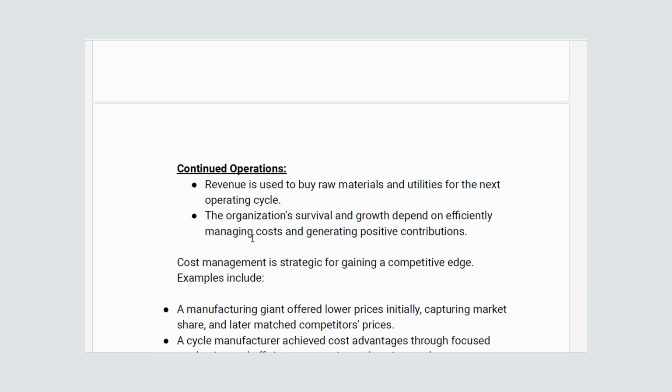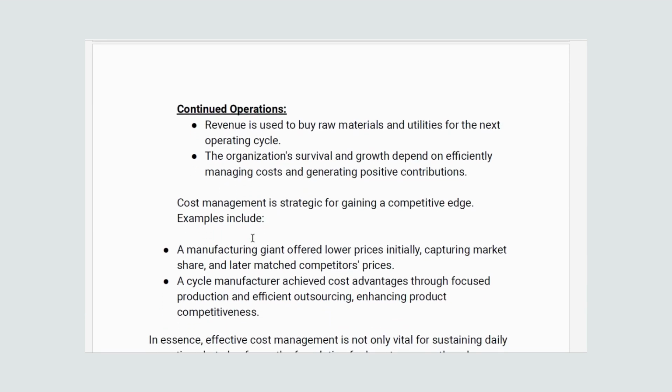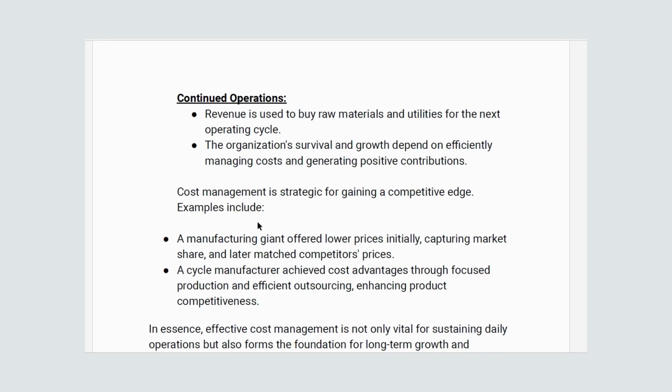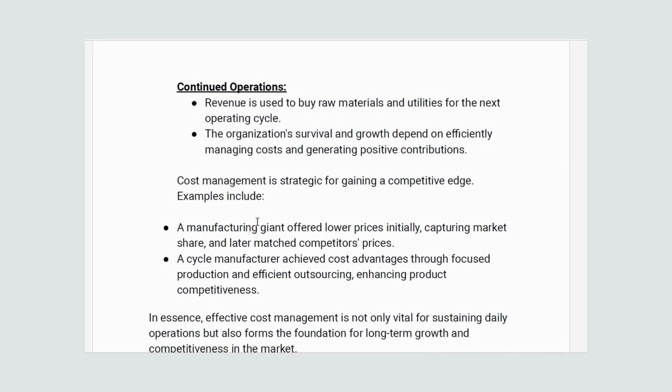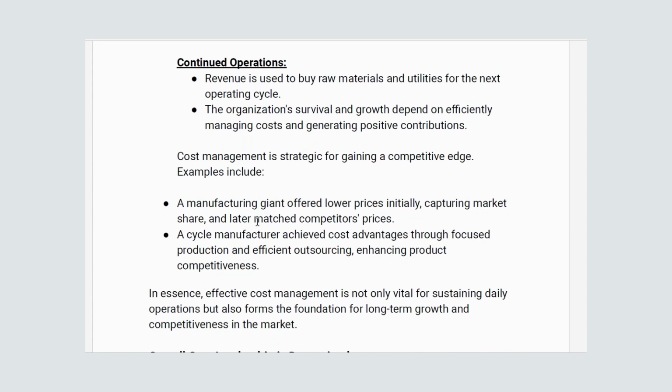Okay, so for example, we can say that a manufacturing giant offered lower prices initially. Okay, and then after capturing the market share, they will then match the competitors' prices by making the prices high. And then the next example is a cycle manufacturer who achieves cost advantages through focused production and efficient outsourcing, enhancing product competitiveness. So in essence, we can say effective cost management is not only vital for sustaining daily operations, but also forms the foundation of long-term growth and competitiveness in the market.